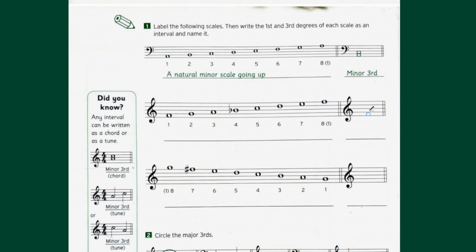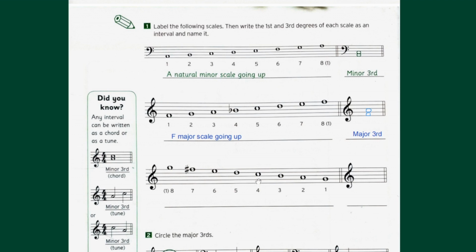So let's write the two notes we picked from the major scale. The first note is F and the third note is A. And I'm going to write the name of the scale. And here I need to write the type of the interval. Let's take a look at the next one.